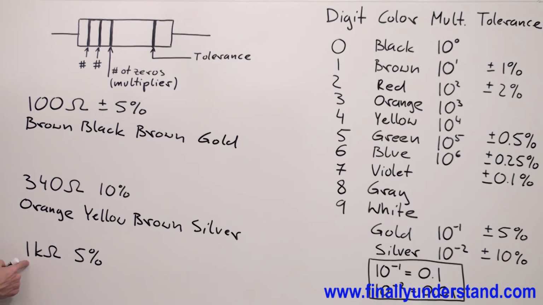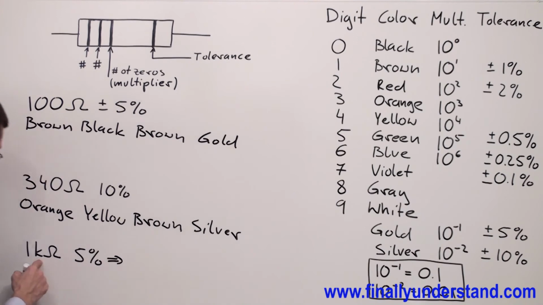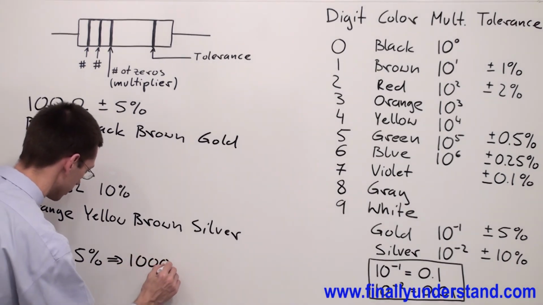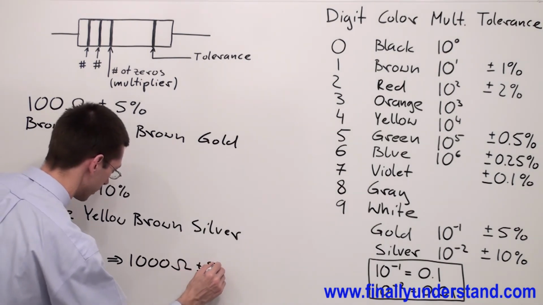Let's take a look at the third example. I have 1 kilo ohm. You have to remember that kilo represents 1000. I can rewrite this resistance as 1000 ohms plus minus 5%.